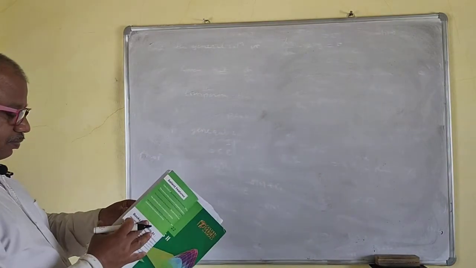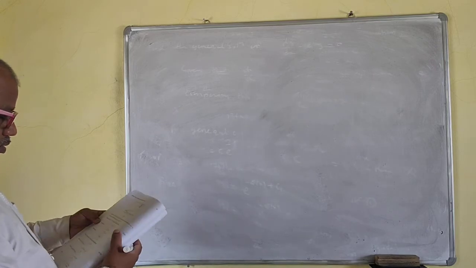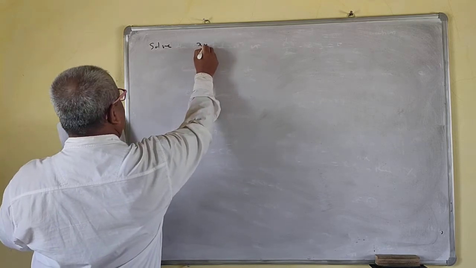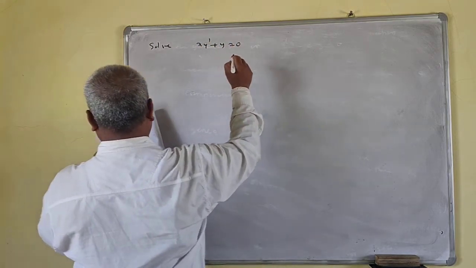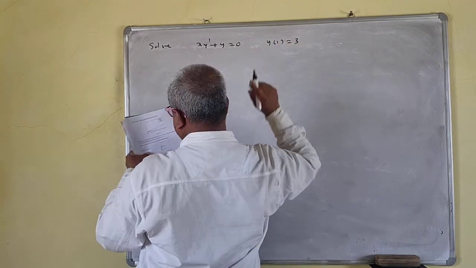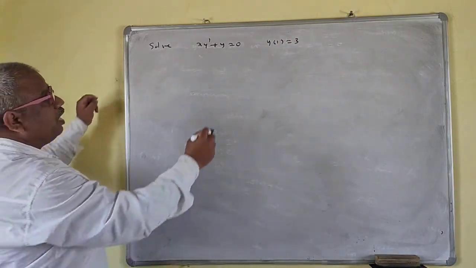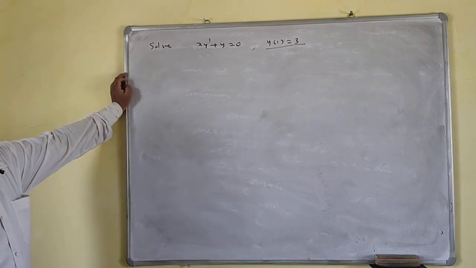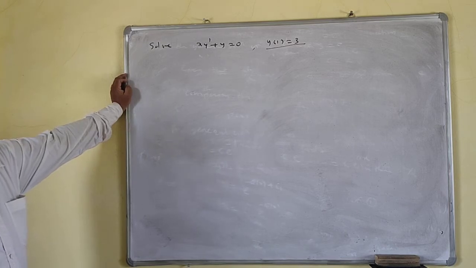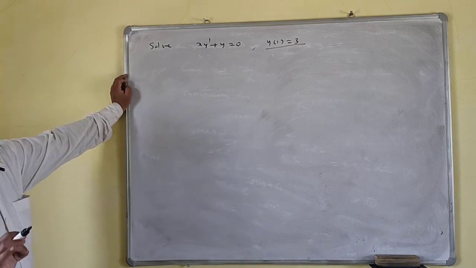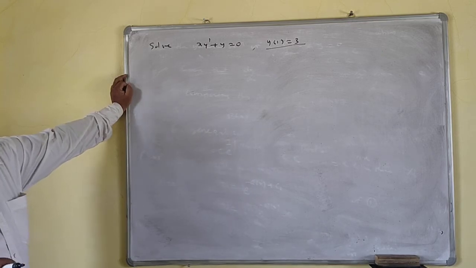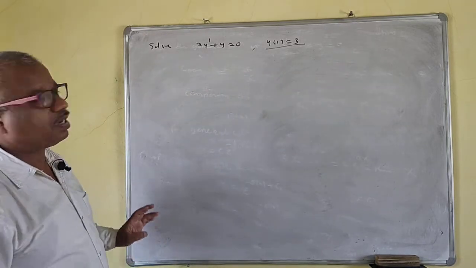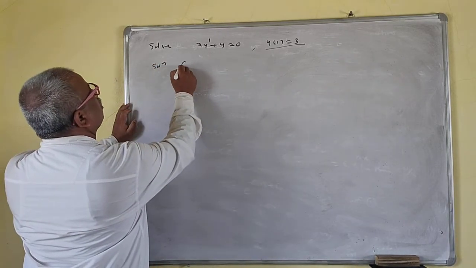Now we'll take the next problem. Solve x y prime plus y is equal to 0, y of 1 is equal to 3. We'll discuss this y of 1 in detail later on. That means y of 1 is equal to 3 is provided to you, so you want a particular solution. A particular solution is obtained from the general solution, so first we have to obtain the general solution, and after that we will obtain a particular solution.